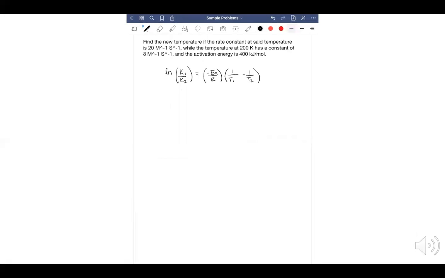Here is another practice problem. Find the new temperature if the rate constant at said temperature is 10 M^-1 s^-1, while the temperature at 200 Kelvin has a rate constant of M^-1 s^-1, and the activation energy is 400 kilojoules per mole. We are using the logarithmic function of rate of reaction with respect to 2 different temperatures, solving by putting the known values into the equation and finding T.